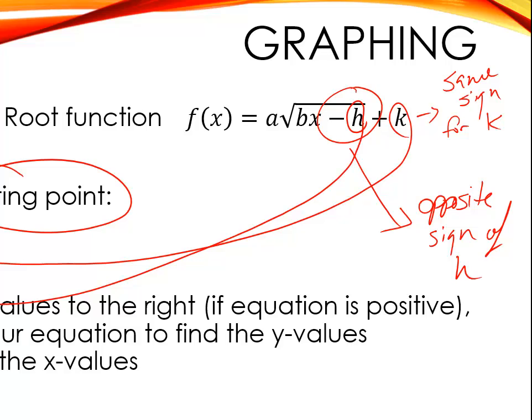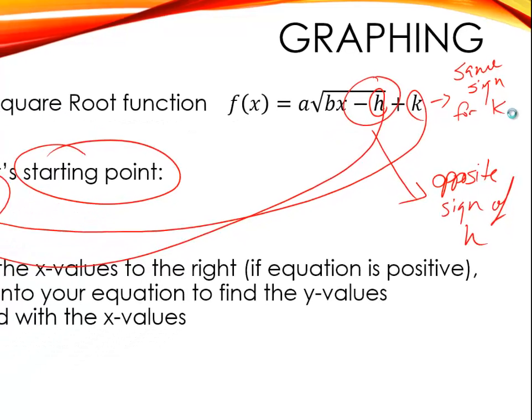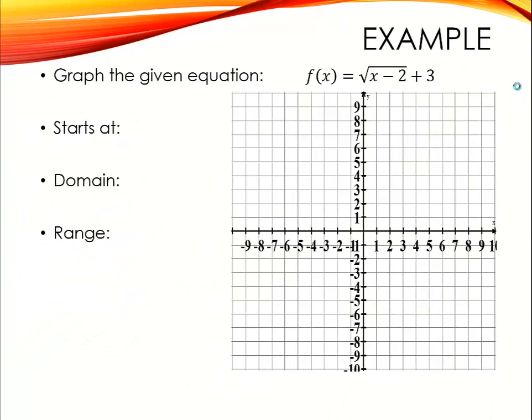So plot (h, k) on your graph. Then we're going to find the x values to the right if the equation is positive, and plug into your equation to find the y values associated with the x values. Okay? Let's get to it. So if we do that, moving on, let's jump to an example.